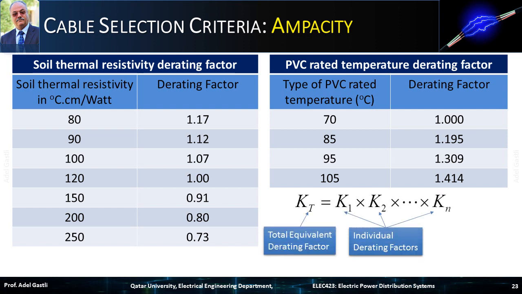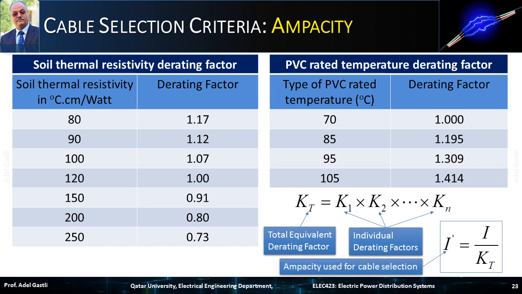In practice, we need to determine the individual derating factors based on different influencing parameters, as shown in the previous example tables. Then the resultant total equivalent derating factor is calculated as the product of all these factors. The total ampacity I', that is used for selecting the cable, is then calculated as the ratio of the maximum current demand divided by the total equivalent derating factor.